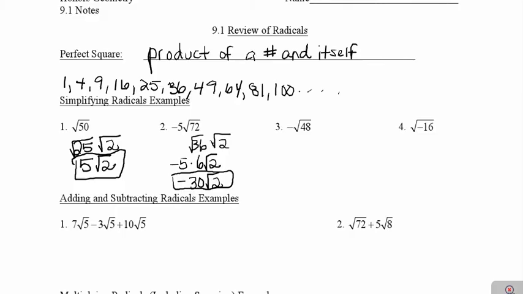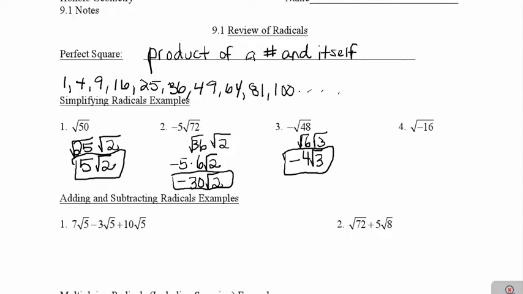Example 3, I just have a negative 1 out front, so I'm going to ignore that for right now and simplify the square root of 48. The largest perfect square number that I can divide 48 by is 16, and 16 times 3 is 48. I know that the square root of 16 is 4, and I leave that square root of 3 alone. Bring down the negative 1. Negative 1 times 4 is negative 4. So negative 4 square root 3 is your final answer.